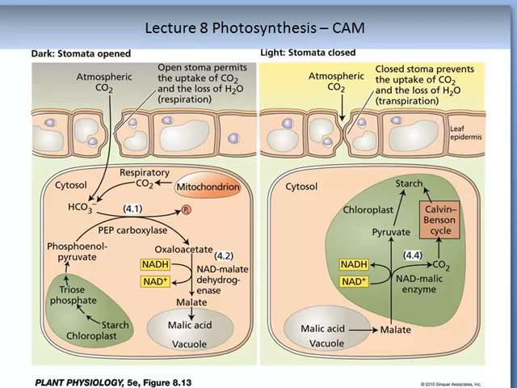While during the light hours, stomata are closed, as you can see from the right-hand image. In the cytosol, malic acid is released from the vacuole as malate and then is transferred into the chloroplast, where the CO2 is used in the Calvin-Benson cycle for the production of glucose and then starch.